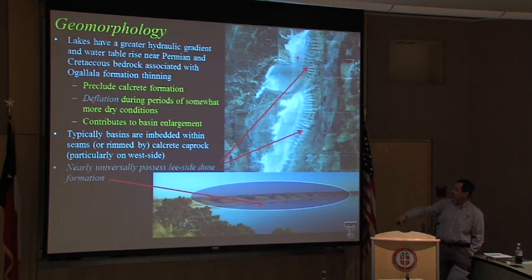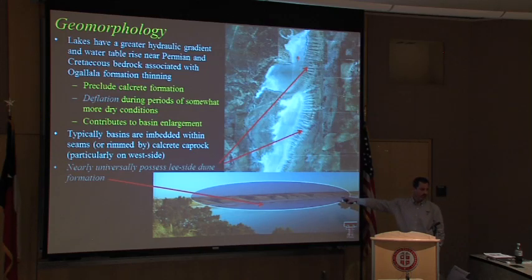Here's a picture of Tioga Lake, which is in Lynn County as well. You can see these dune formations here on the lee side of the lake, and they're pretty well visible from even Google Maps and those sorts of things.